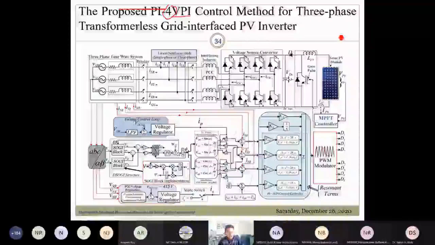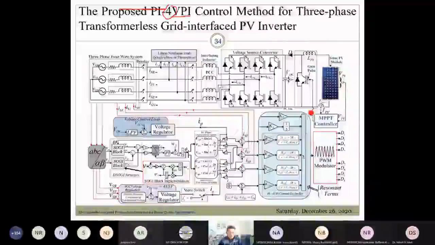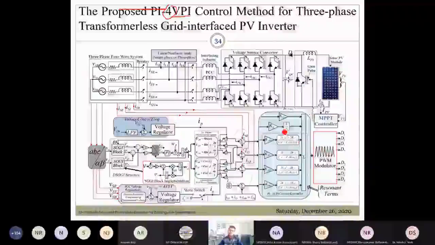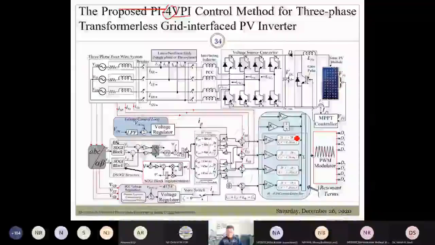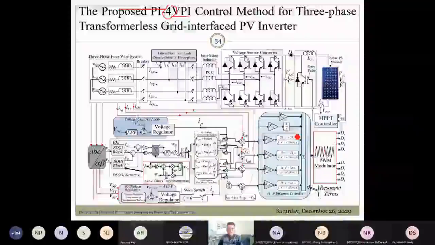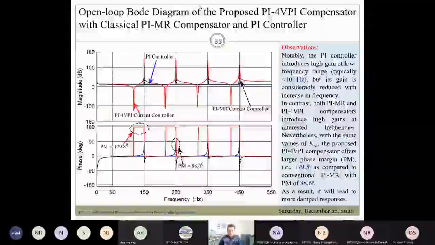3 omega naught, where omega naught is the nominal frequency. So 3 into 50, that is 150 hertz. Then fifth, that is 250 hertz, 350 hertz, and 450 hertz. These are the four frequency components of interest at which I have tuned this vector proportional integral controller.